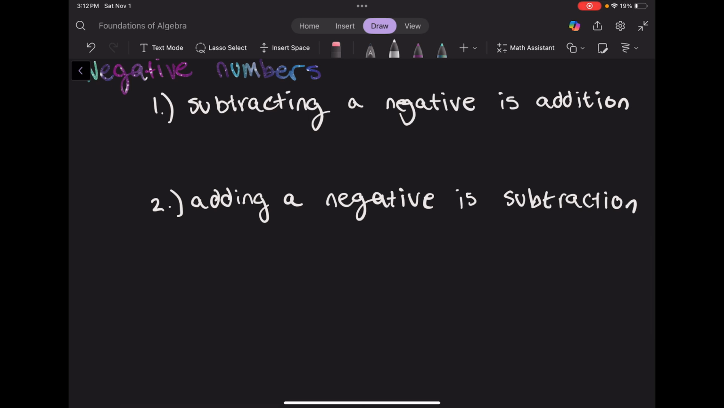Let's do subtracting a negative. Let's do 5 minus -2. If you can recall earlier when we were adding positive numbers, this operation tells us what direction we're moving in. This direction tells us that we're moving left. But this minus sign tells us to reverse the movement.